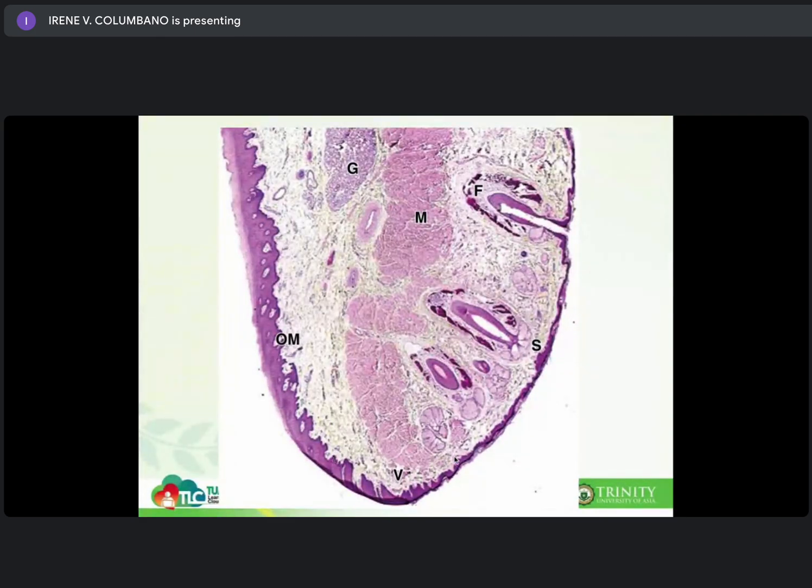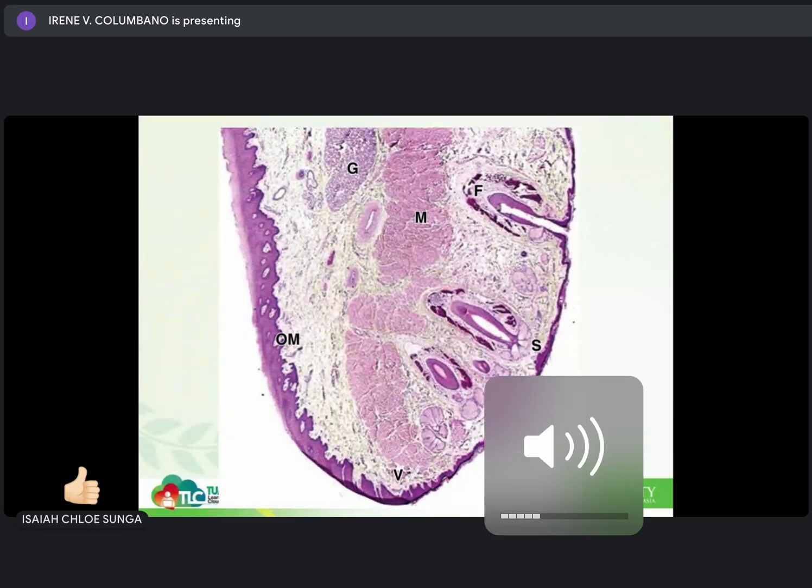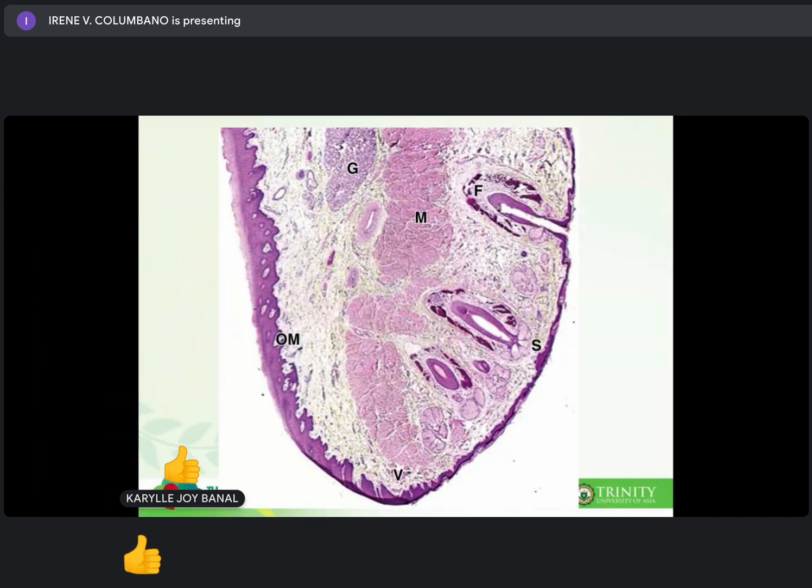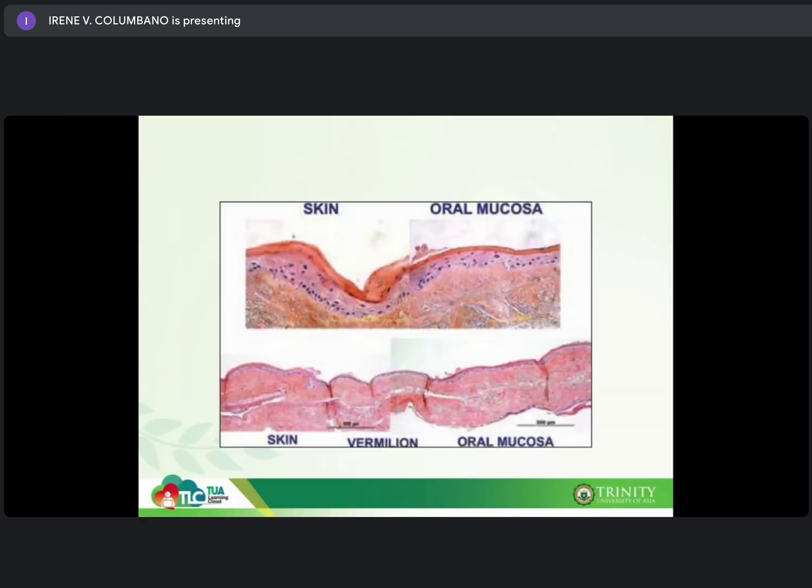Dito sa area na to, nakikita niyo itong cursor ko? Nakikita yung cursor? Yes. So, itong area na to, this is the vermilion zone in between the oral mucosa and the skin area. So, ito lang yung representation ng in between ng dalawa, ng oral mucosa and ng skin area ng lips natin is the vermilion. Very thin lang yan.